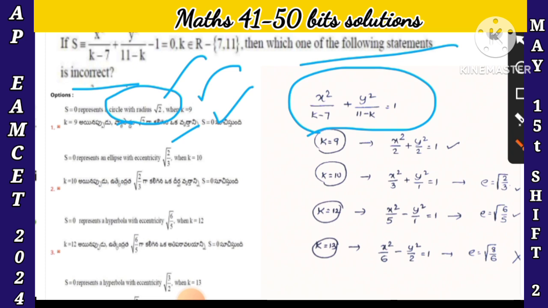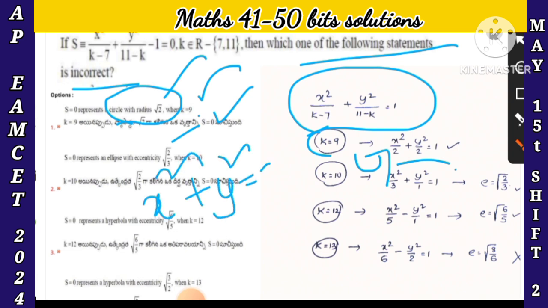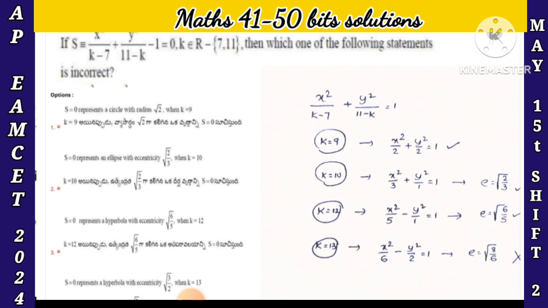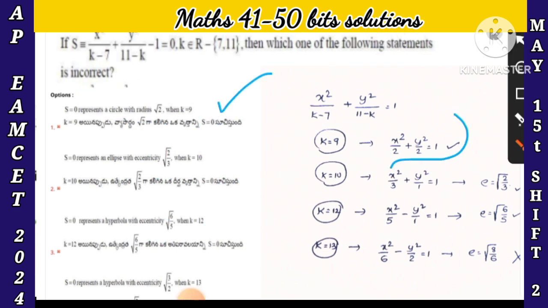When k is equal to 9, replace k is equal to 9 in the equation. Then it becomes x square by 2 plus y square by 2 is equal to 1. That is nothing but x square plus y square is equal to 2, which is the equation of a circle, and here the radius is root 2. Yes, so we get the circle equation with radius root 2. That is, the first option is correct.